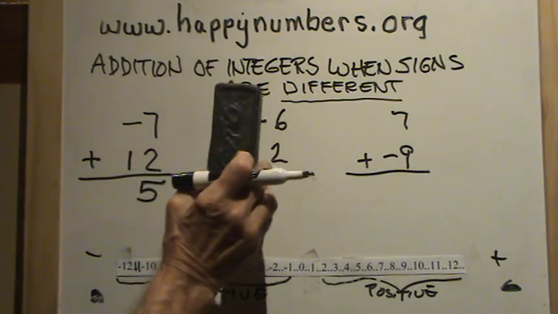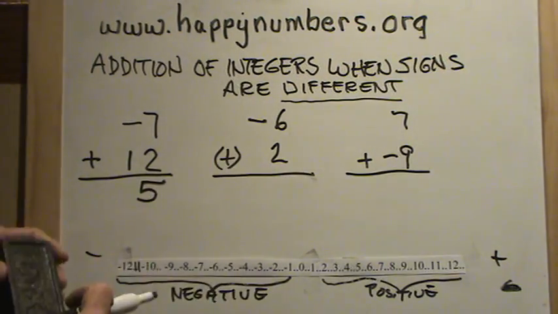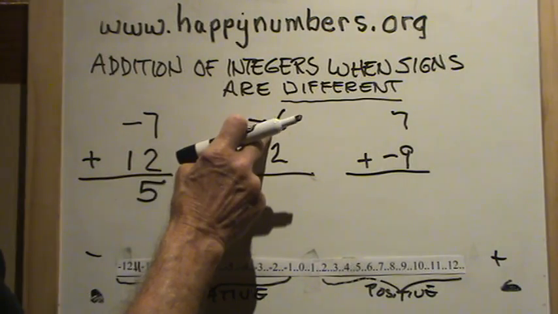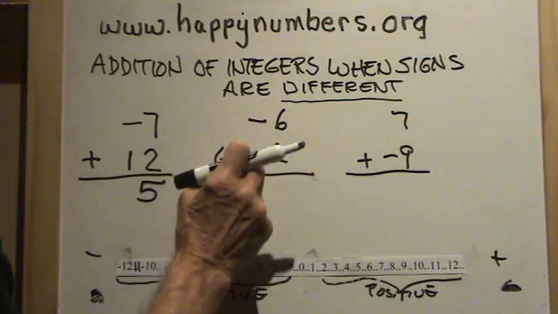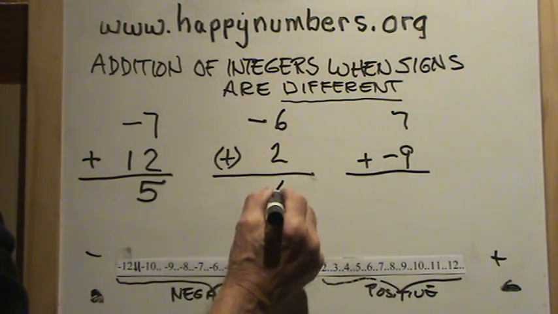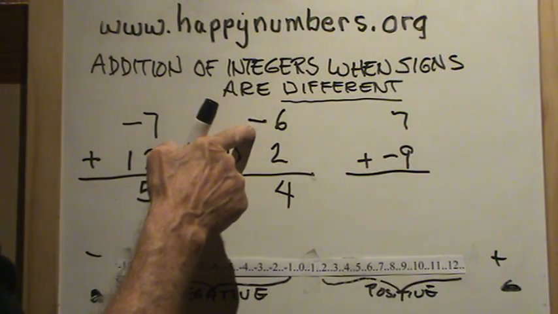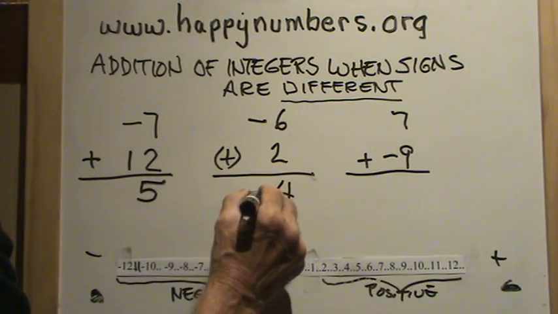Look at this problem. We ignore the sign. We take the smaller number, 2. We take that away from the larger number, 6. If I have 6 and I take 2 away, I have 4. And I use the sign of the larger number. The larger number is 6, so it's a negative 4.